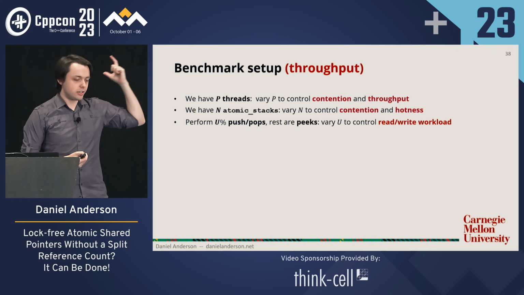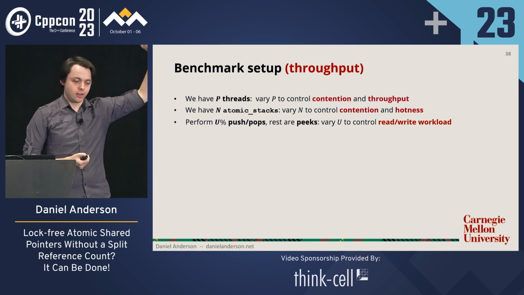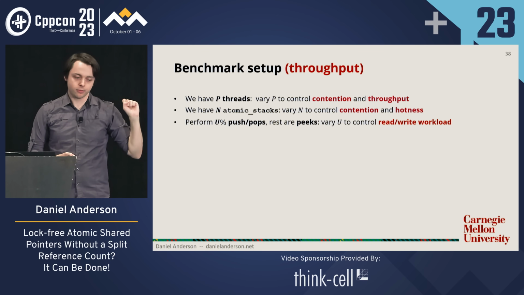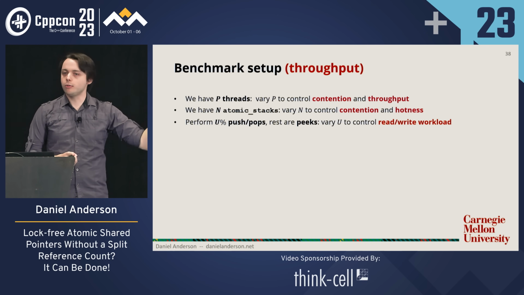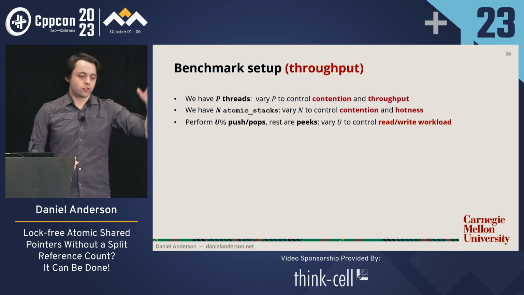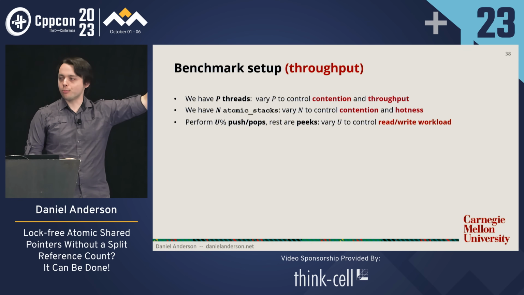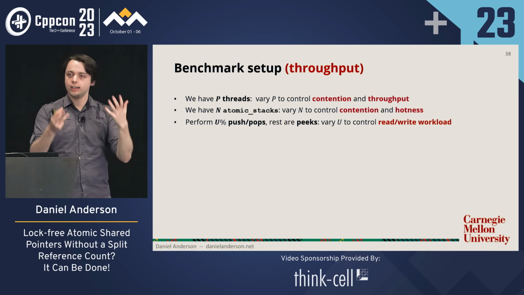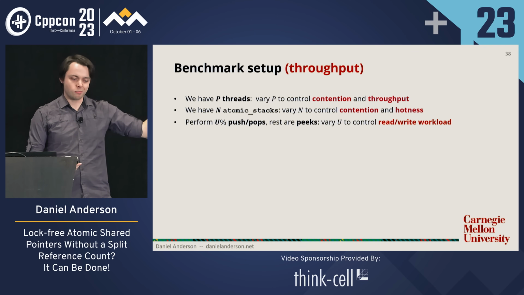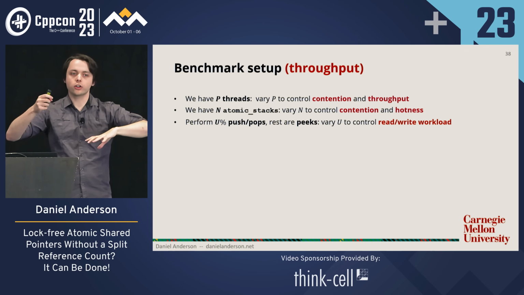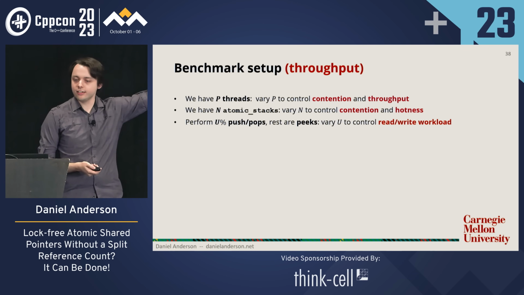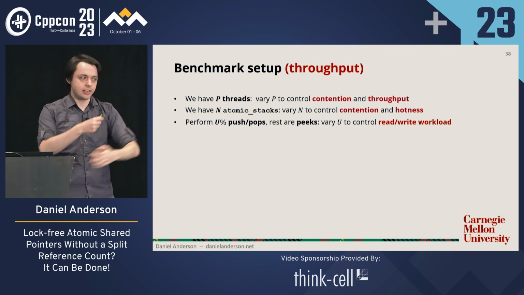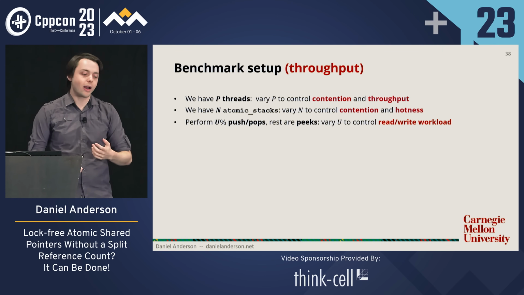One final parameter: we're going to do u% pushes and pops, and the rest are going to be peeks, where we just look at what's on the stack. So 100 minus u% of the operations are essentially read-only. We're just reading the stack. The others are going to modify it, and that's going to control the workload. So we're going to basically vary these 3 numbers to get a decent cross-section of all these different parameters.